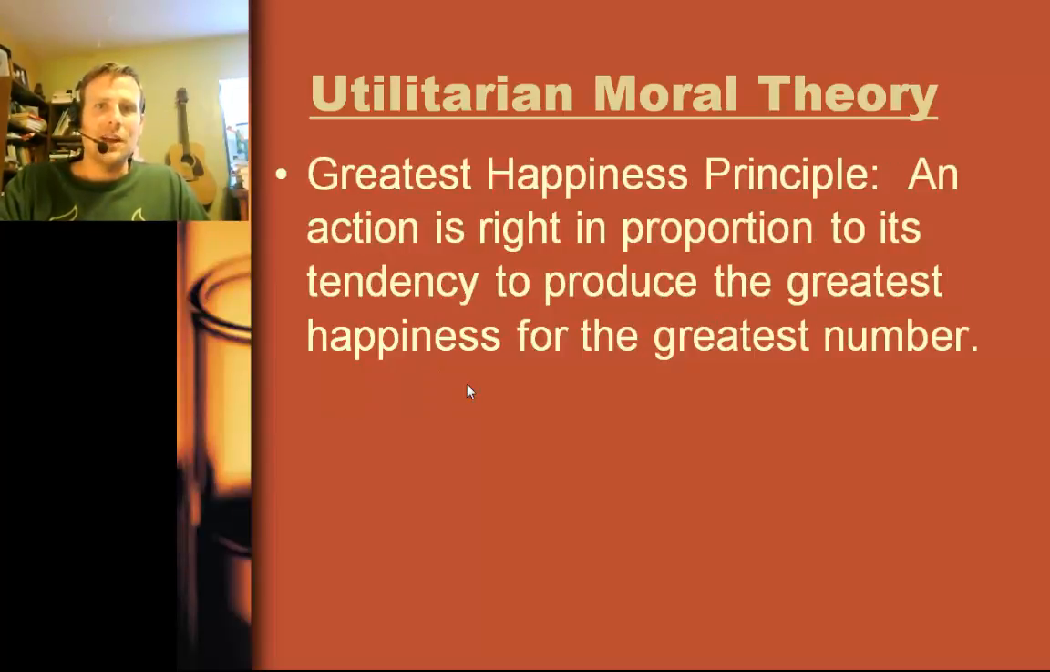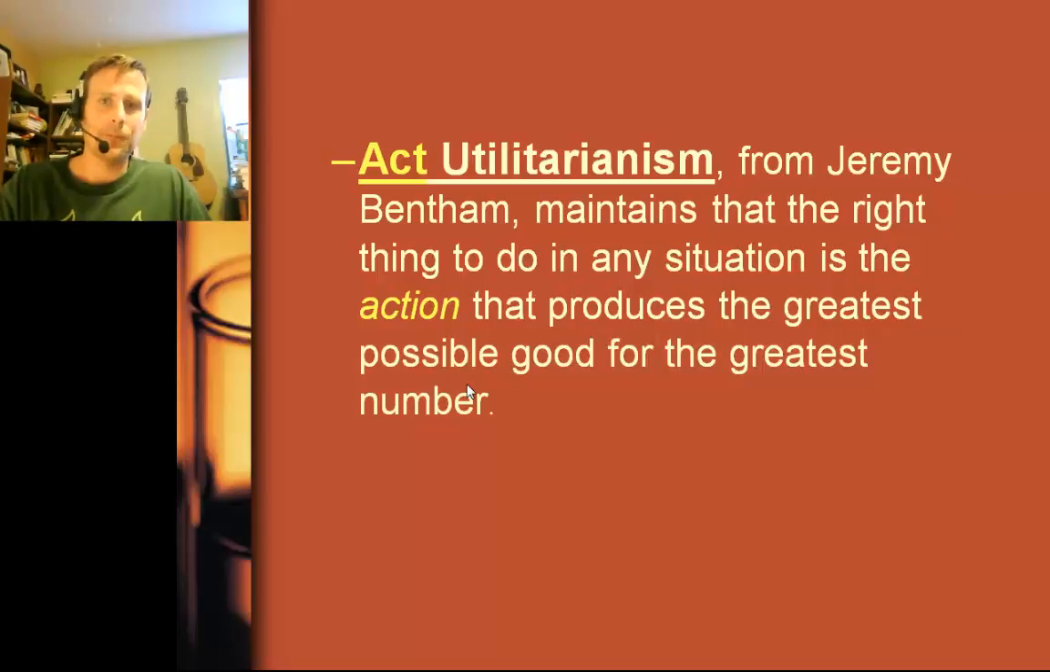The utilitarian moral theory is based on this one principle, centrally, the greatest happiness principle. The principle is this: an action is right in proportion to its tendency to produce the greatest happiness or the greatest good for the greatest number. So for a utilitarian, the right action is the one that produces the greatest good for the greatest number. We'll talk mostly about act utilitarianism.